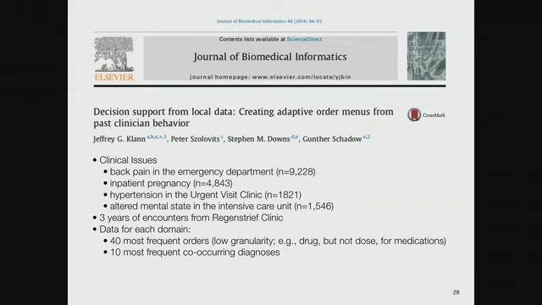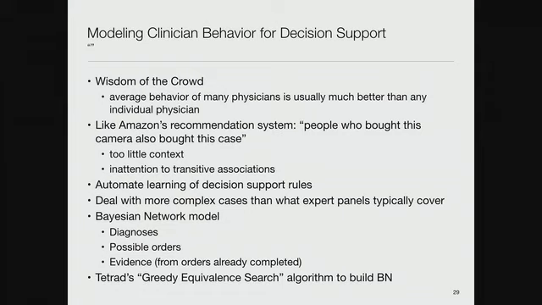So for example, drug, but not the dose of the drug for medications, and the 10 most frequent comorbidities or co-occurring diagnoses. So this is an example of wisdom of the crowd kind of approach that says, well, what your colleagues do is probably a good representation of what you ought to be doing.